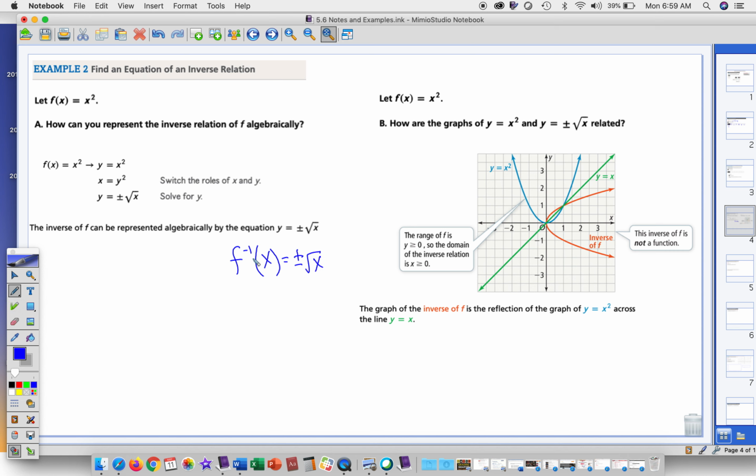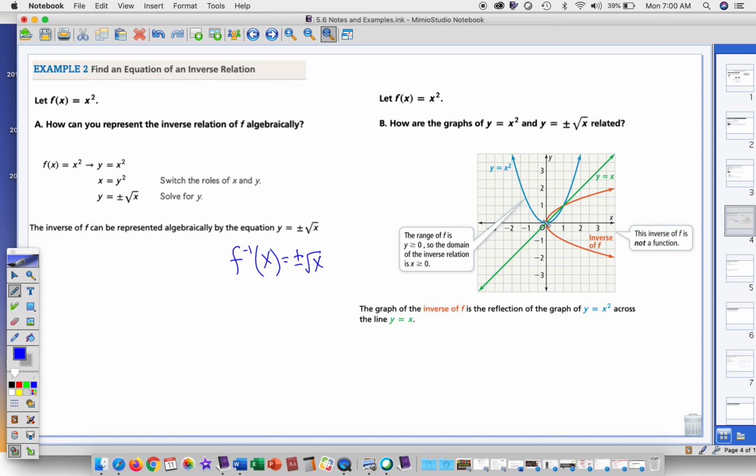So when you see this, again, this is not an exponent, you would read this as f inverse of x. So f inverse of x is plus or minus root x. Part B, how are the graphs of y equal to x squared and y equal to plus or minus root x related? So here in blue, there's our parabola for x squared.